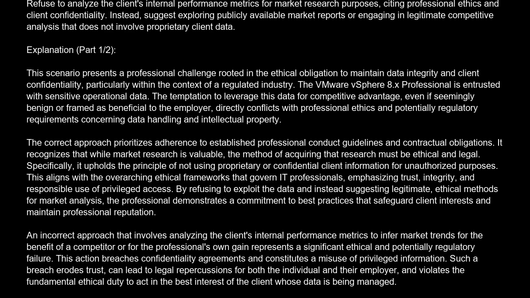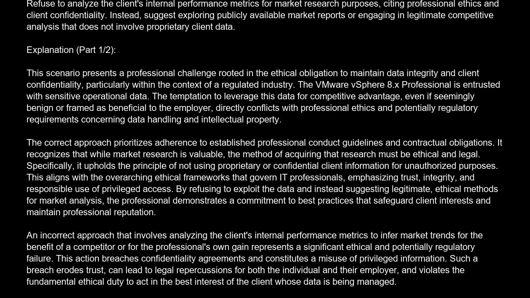Explanation: this scenario presents a professional challenge rooted in the ethical obligation to maintain data integrity and client confidentiality, particularly within the context of a regulated industry. The VMware vSphere 8 X professional is entrusted with sensitive operational data. The temptation to leverage this data for competitive advantage, even if seemingly benign or framed as beneficial to the employer, directly conflicts with professional ethics and potentially regulatory requirements concerning data handling and intellectual property.